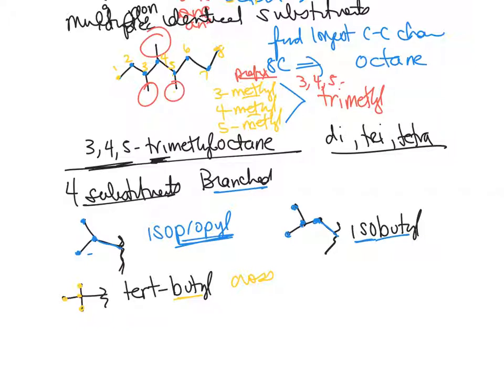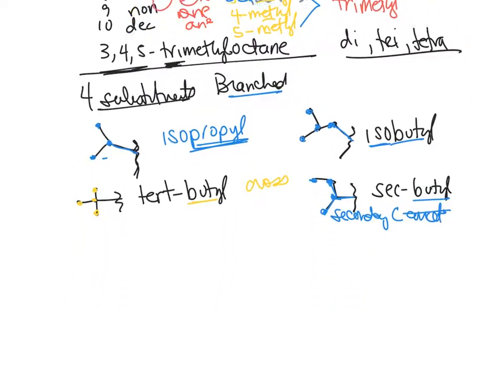And then the last one that you have to memorize is sec-butyl. So once again, we have 4 carbons. 1, 2, 3, 4. There's your butyl. And this comes off of a secondary carbon. This is a secondary carbon. There's a carbon connected to 2 other carbons. 1, 2. So that's the branched. So let's do an example.